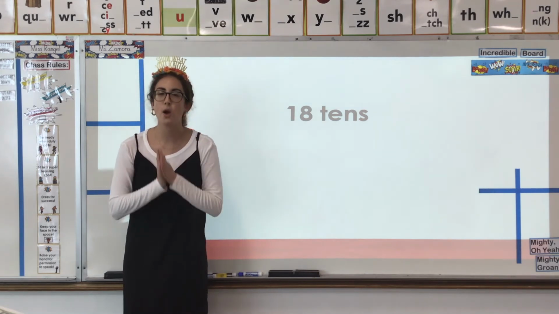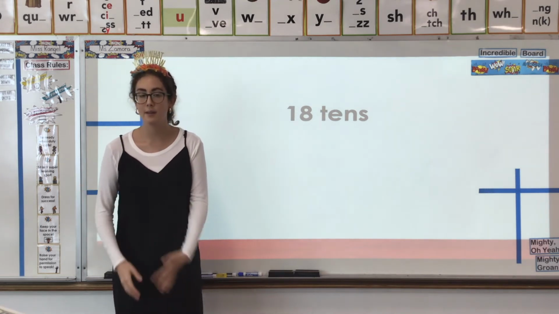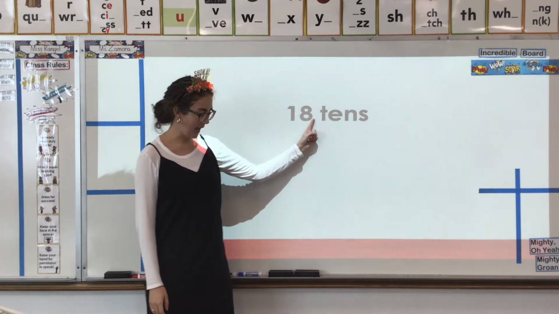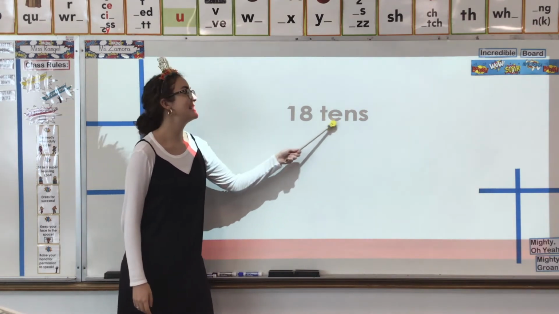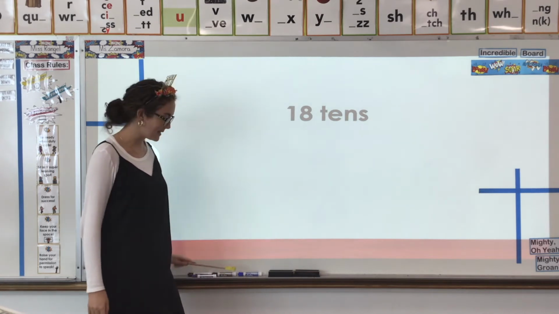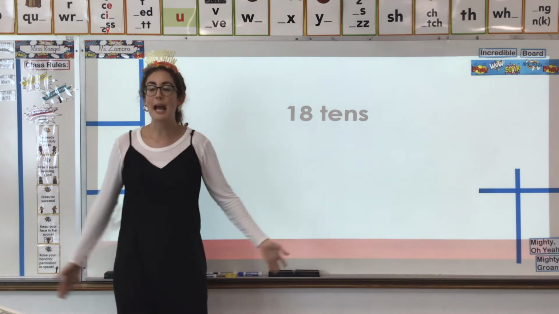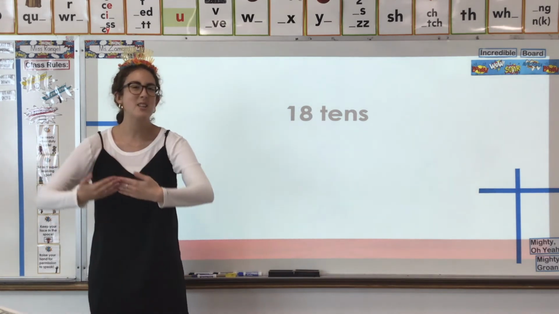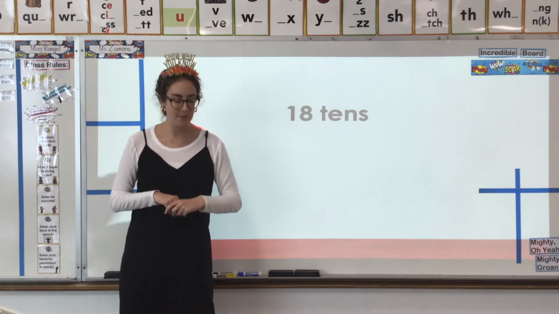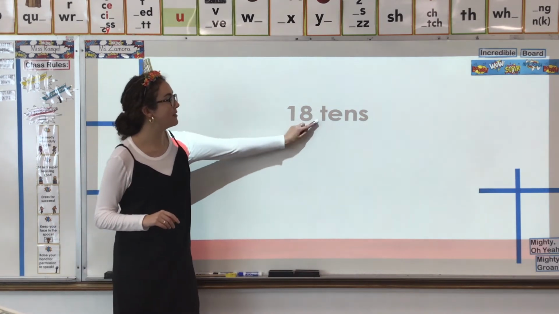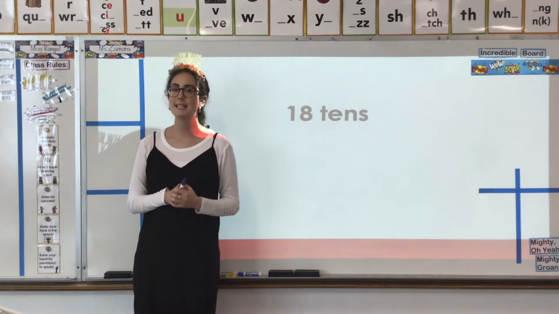So Super Scholars, we were just working with 18 ones. But now, what do we have? We have 18 tens. We totally changed the unit. So now our total value is going to be completely different. But we can use the same skills. So make sure you have this written down on your whiteboard or your notebook. 18 tens.